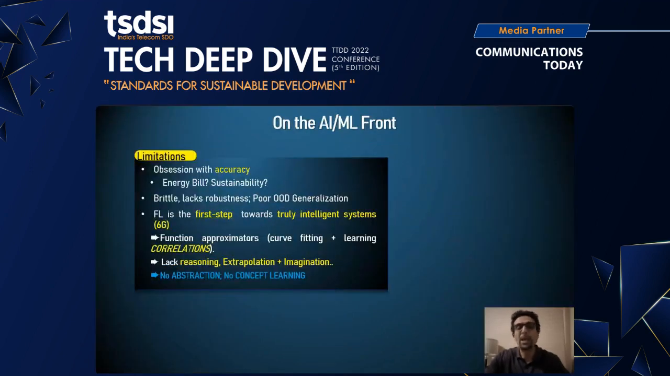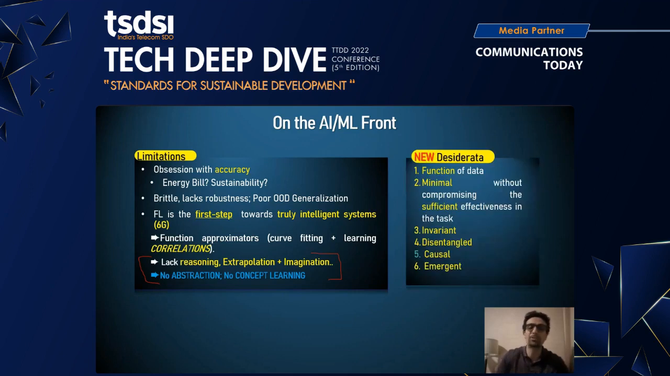Of course, on the AI front, as I said, today we are obsessed with accuracy. The problem of energy efficiency is really there, the carbon footprint when you train a model. But to me today, my focus really is on these two. Essentially, the current system 1 machine learning models are unable to reason, unable to extrapolate because they don't learn concepts. They don't learn any abstraction from data. So we came out with these 6 desiderata that you see here. One, the semantic representation has to be a function of the data.